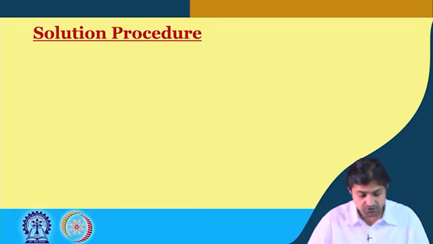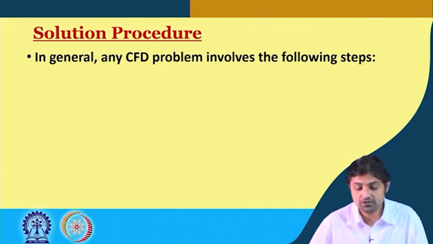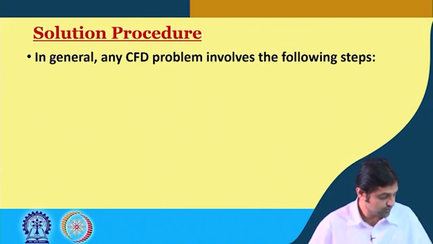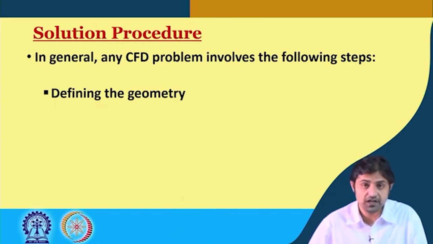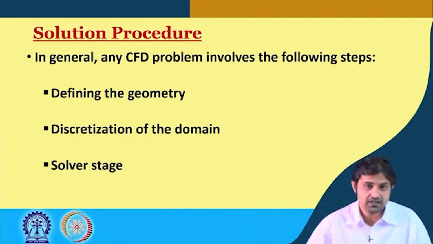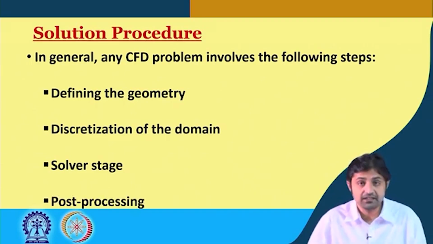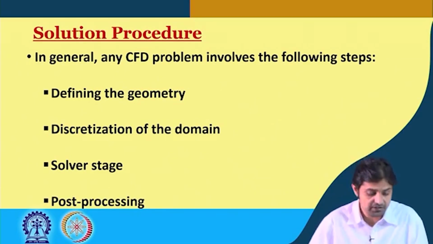Now, what is the solution procedure? The solution procedure in general, any CFD problem, involves the following steps. First, we have to define the geometry of the flow. All right. We have to discretize the domain. We will come to what defining the geometry is and what discretization of the domain is, and then there is a solver stage. Okay. And in the end, after the problem is solved, there is post processing.